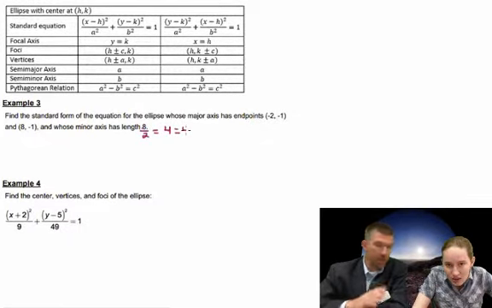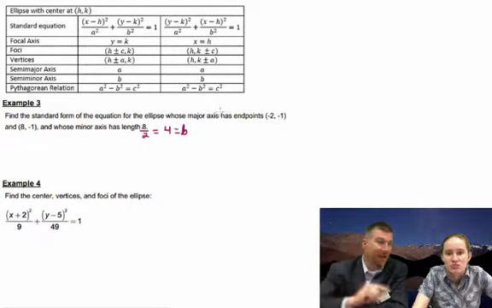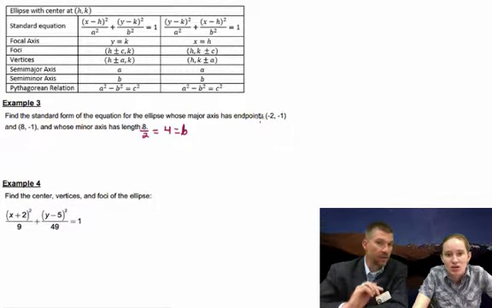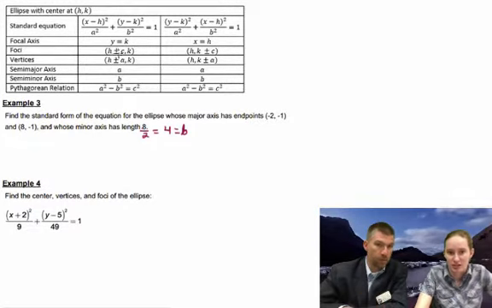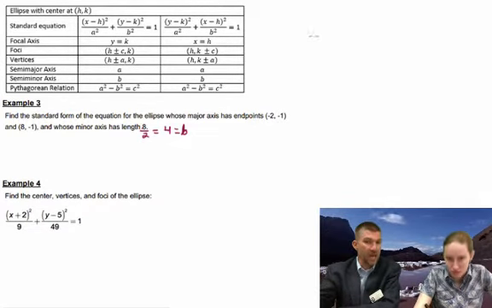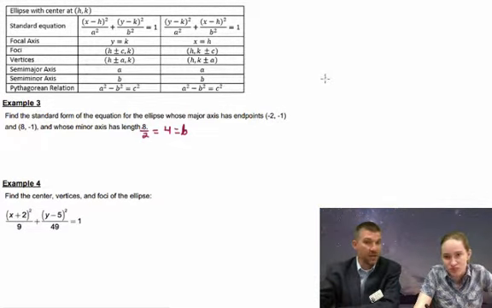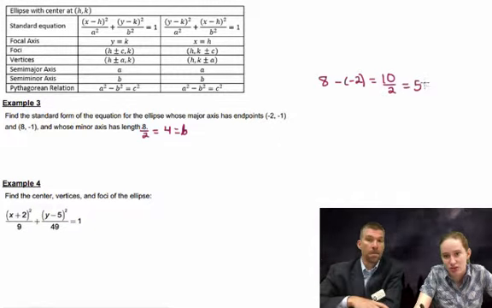And now I have to pay attention here to figure out what a is. It tells me that the major axis has endpoints (-2, -1) and (8, -1). The x coordinate changes here, which tells me that my ellipse is going to have the larger number under x. So if I take where I stop, which is 8, minus where I start, which is -2, and divide that in half, that should give me the length of my major semi-axis. So a should be 5.